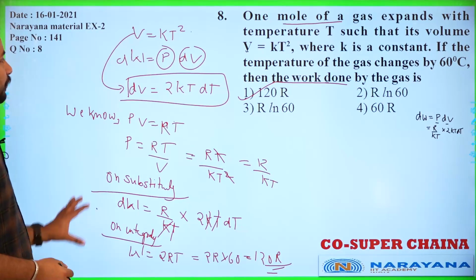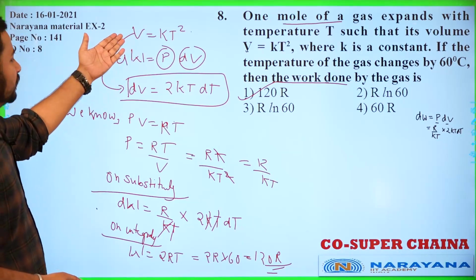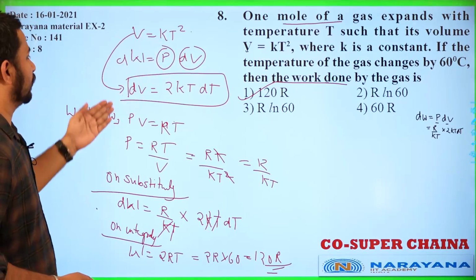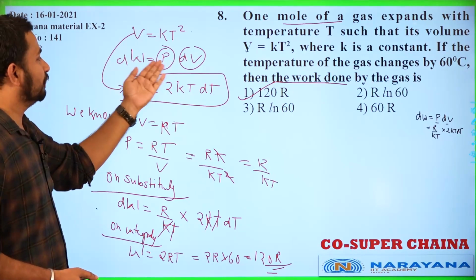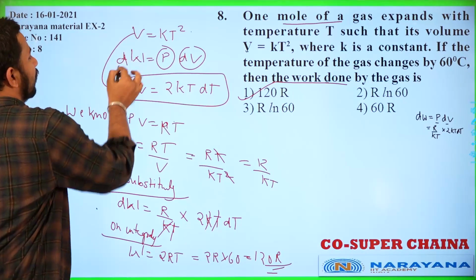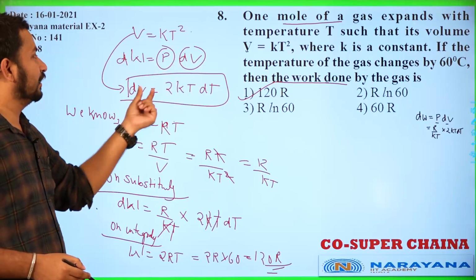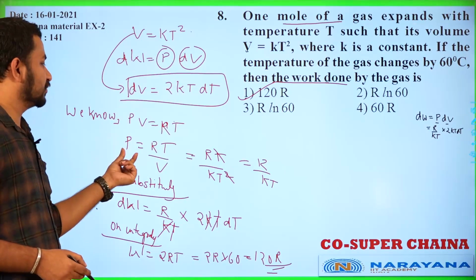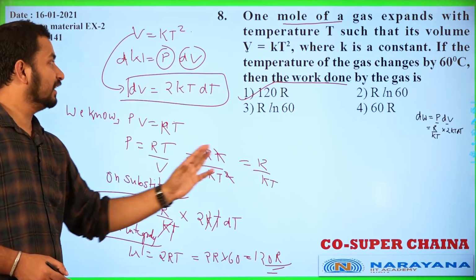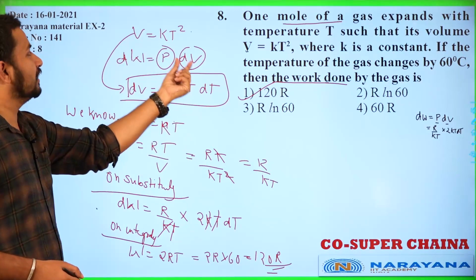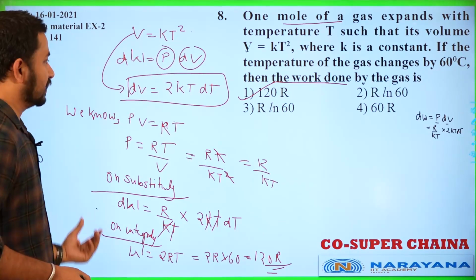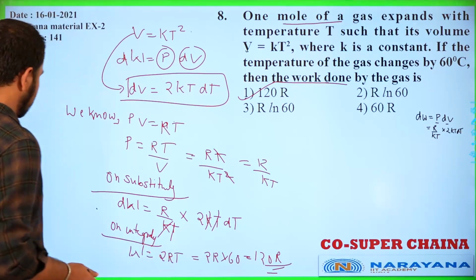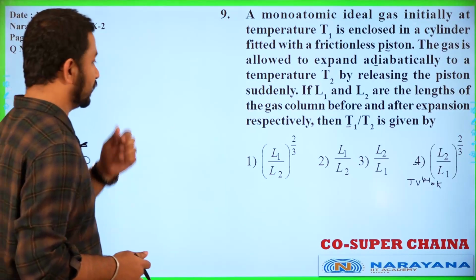So this is how you have to proceed in this one. Just one more time: V is given as KT squared. We have to calculate work done, and dW can be written as P dV. So I need to get this P. I substituted P in terms of R and KT, and I can get dV by just differentiating it. Just substitute the whole value and you will get the answer. So let's proceed to the next question here.